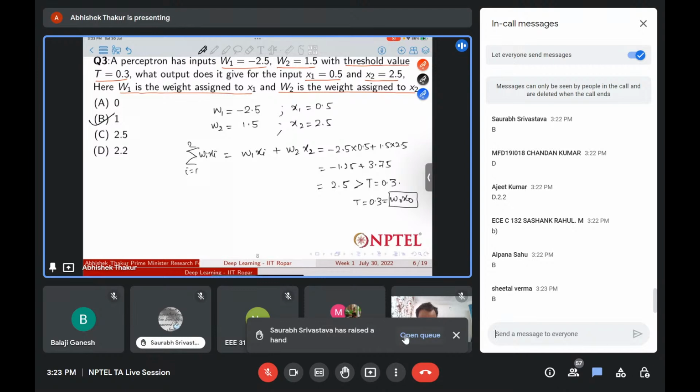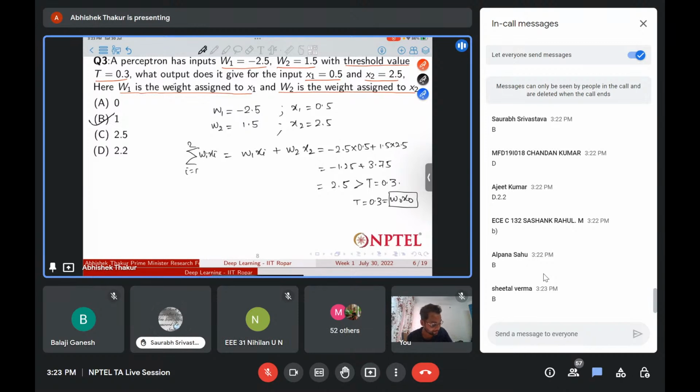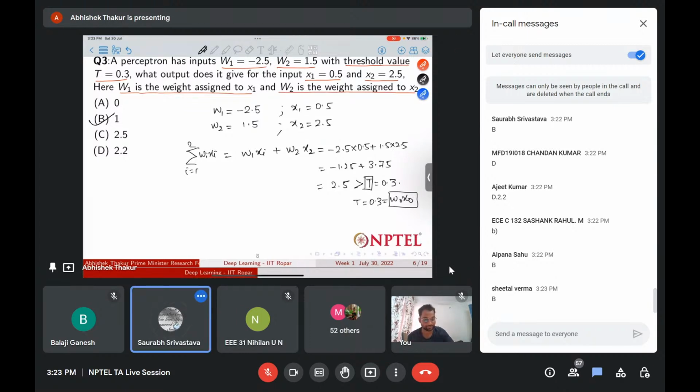Yes, Saurav Srivastava, you have raised your hand. What doubt do you have? I have just a doubt whether to consider this summation from zero or not, because we are considering this bias as corresponding to zero. Yes, yes. So now it's clear? Okay, thank you. Because this T is only the W naught X naught, so that we have taken on the right hand side of this inequality. So here it will get our.